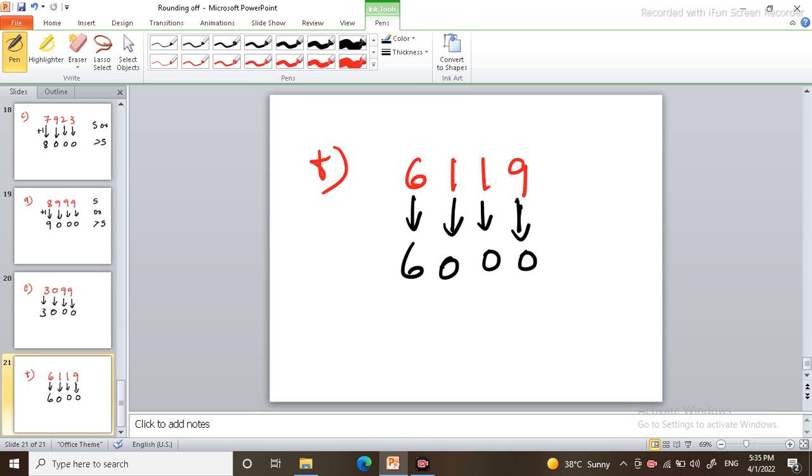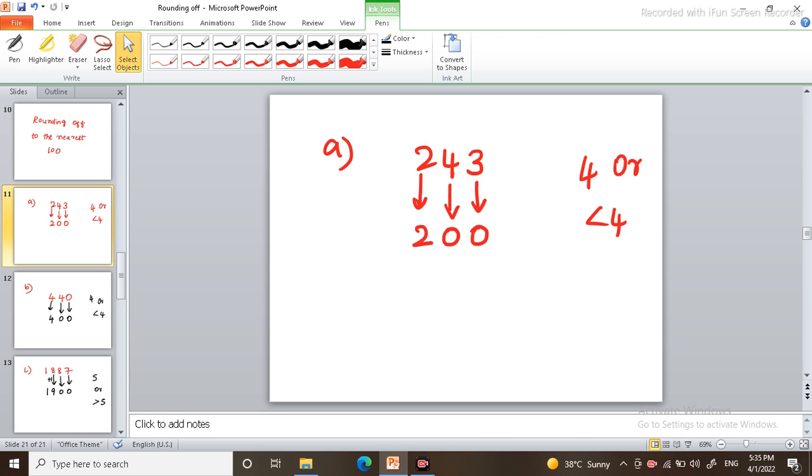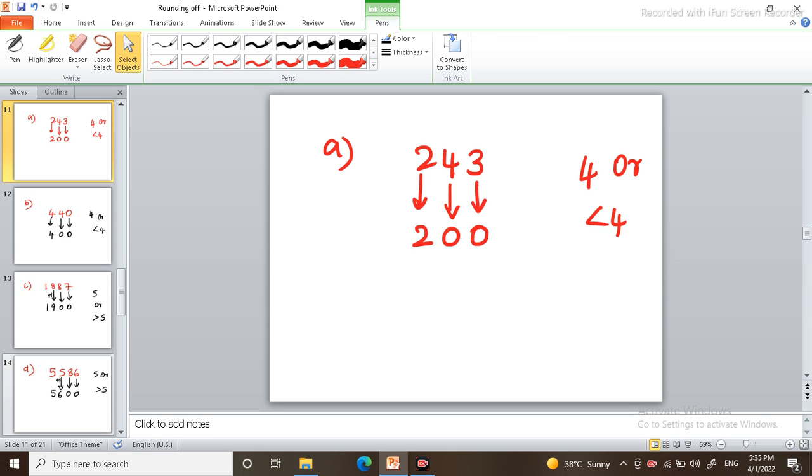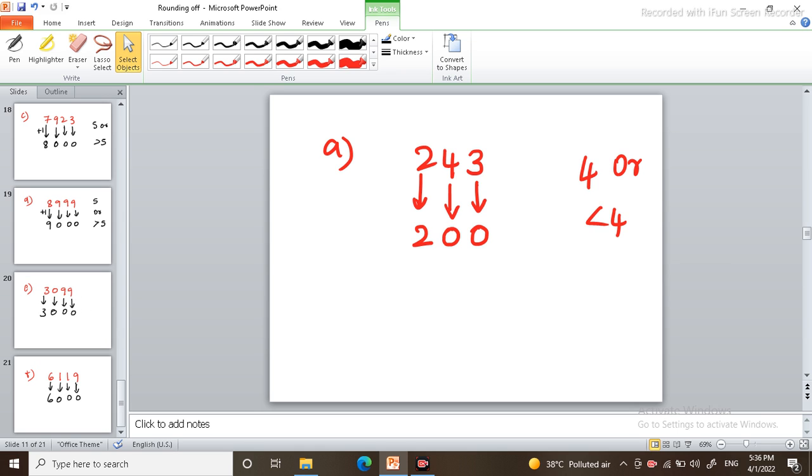So these are the rules, and it's just a matter of practice. When rounding off to the nearest 10, practice two or three problems with 4 or less than 4, and with 5 or more than 5. If you practice like that, it will be easy. Don't get confused: when rounding off, 10 means the ones place, 100 means the tens place, 1000 means the hundreds place. That's all. The rule is the same for all of these. Okay, hope this is clear.